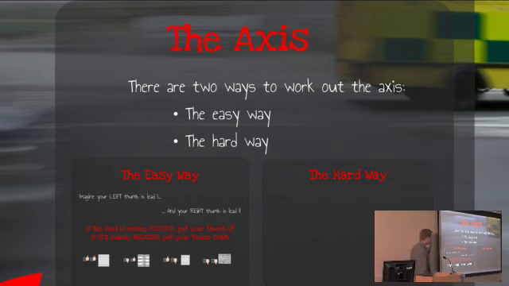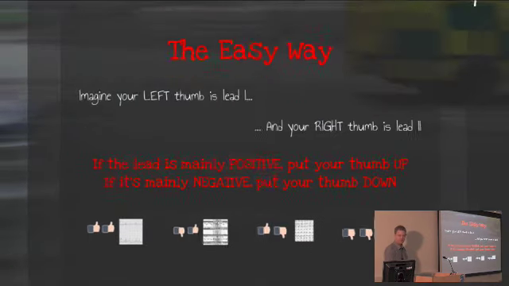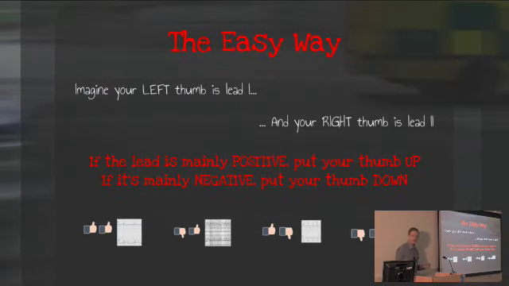So that's the rhythm strip. Let's have a quick look at the axis. There are two ways to work out the axis. There's the easy way and the hard way. I'm only going to go through the easy way. So, for the easy way, all you've got to do is the rule called the rule of thumbs. Imagine your left thumb is lead 1 and your right thumb is lead 2.